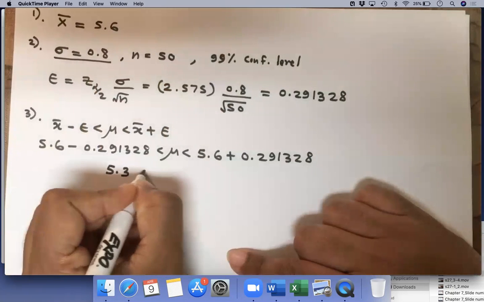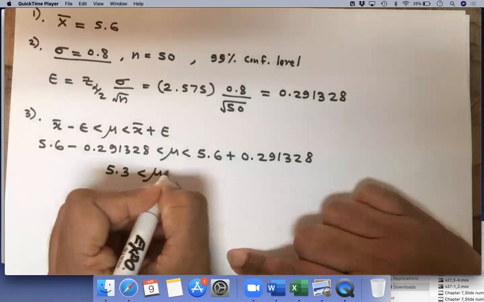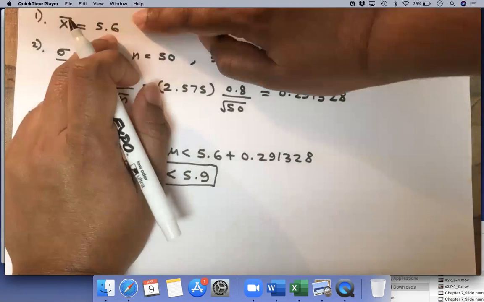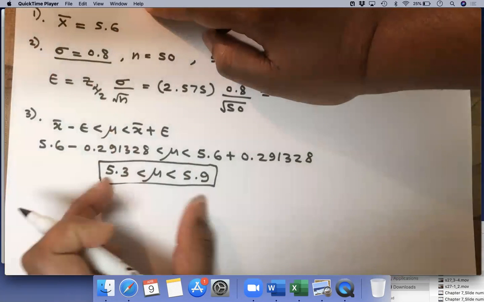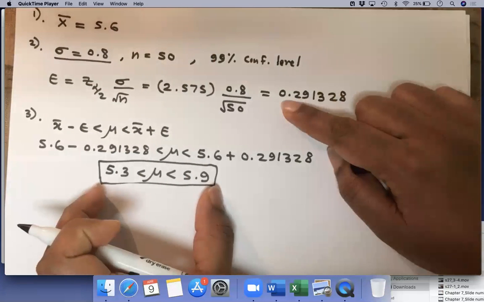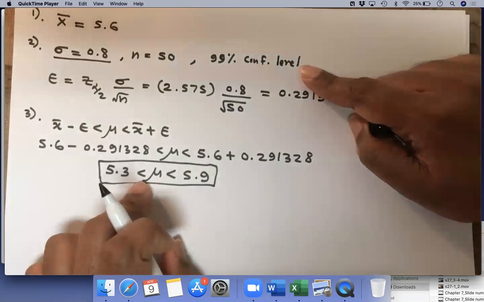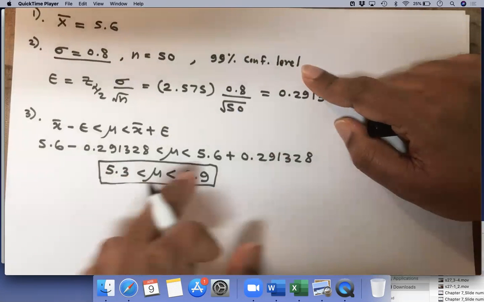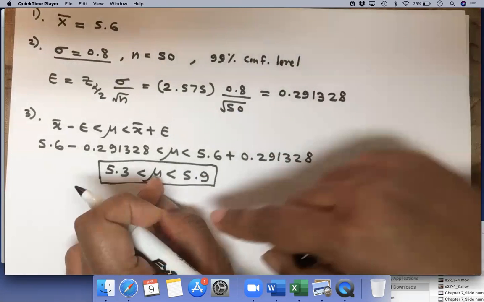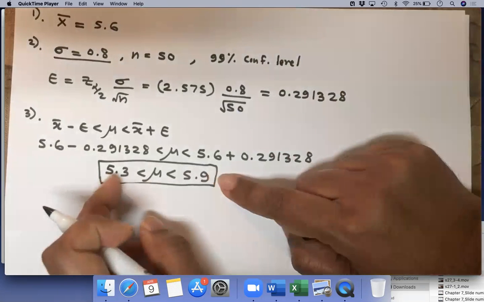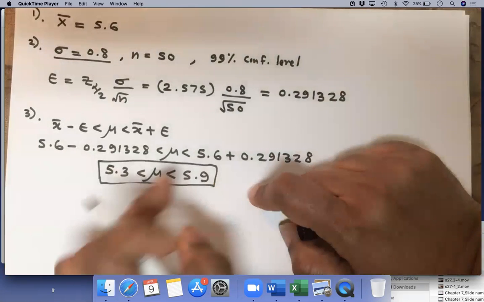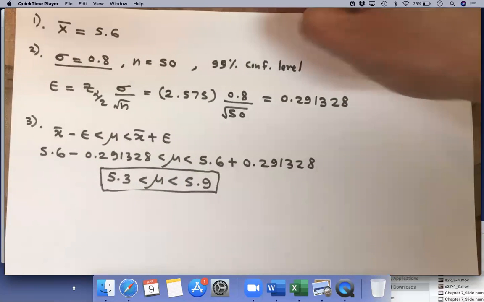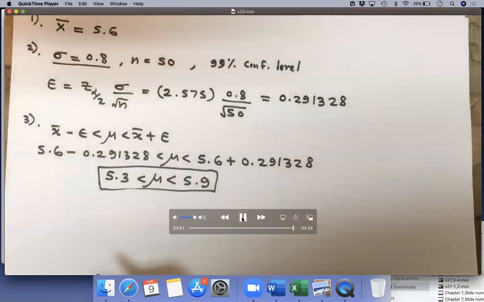So here it's 5.3 less than mu less than 5.9, because our sample mean is given up to one decimal. This is my final answer, my confidence interval for the 99% confidence level. We can say our population mean lies within 5.3 and 5.9. We cannot say the exact value for the population mean, but we can say that our population mean can lie within these two values. This is the answer for the third part. This is slide number 28. Okay, that's all.